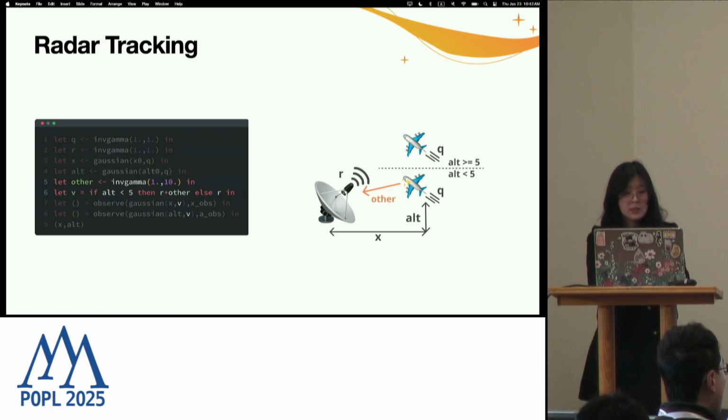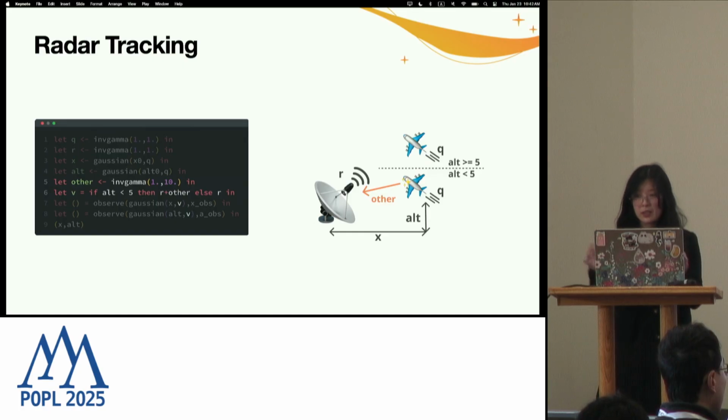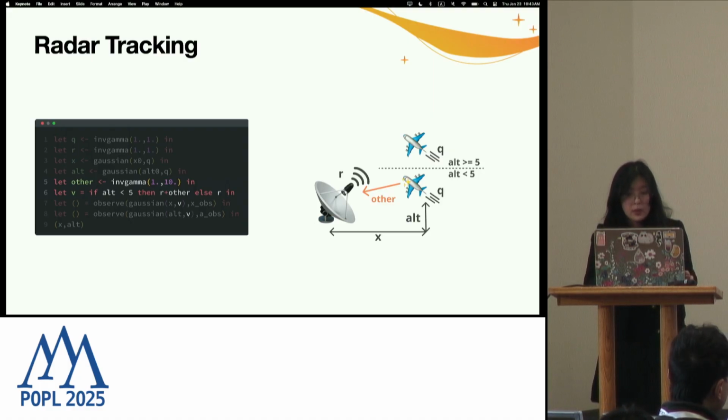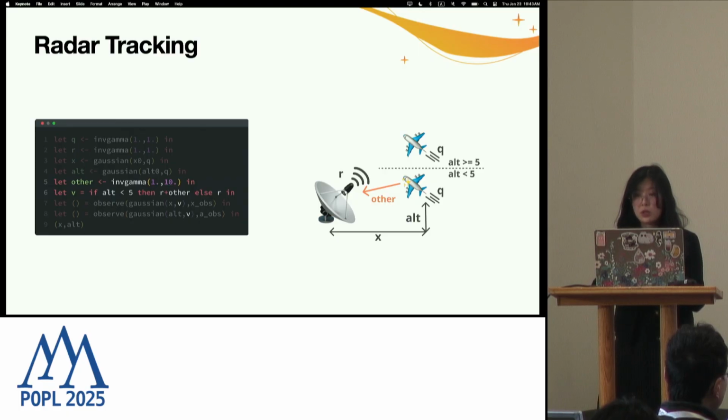Lastly, when the aircraft is flying at low altitudes, like when it's close to the ground, the aircraft experiences additional noise modeled with the variable other. The if expression branches on the altitude value to use the sum of r and other when in low altitudes and just r otherwise.